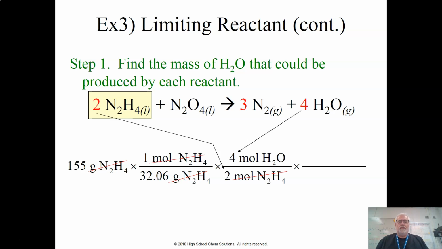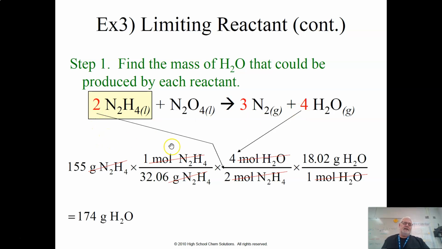Then you can do your mole-to-mole conversion. This is what was given to you. Remember, we're looking for water, 2 to 4. Don't reduce that. Leave it as a 2 and a 4 to show the coefficients in the balanced chemical equation. And then on the other end, water, we can convert a mole of water into grams. So in theory, 174 grams of water.